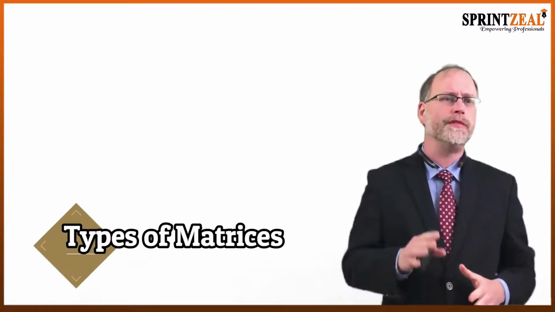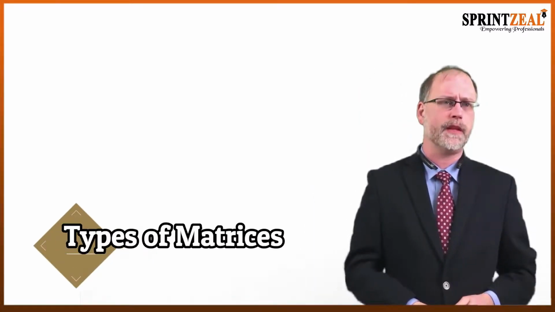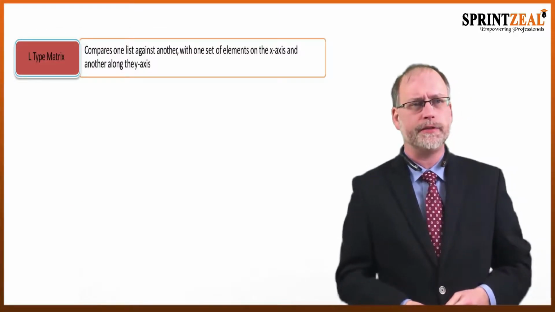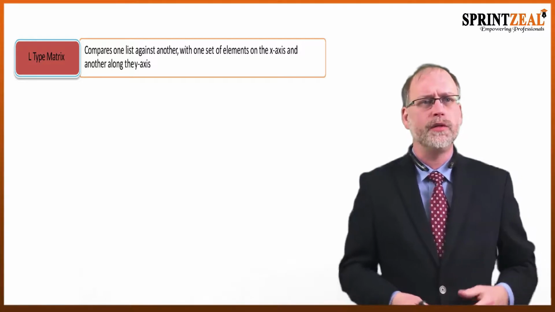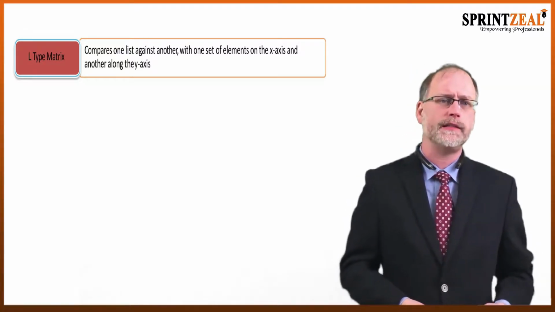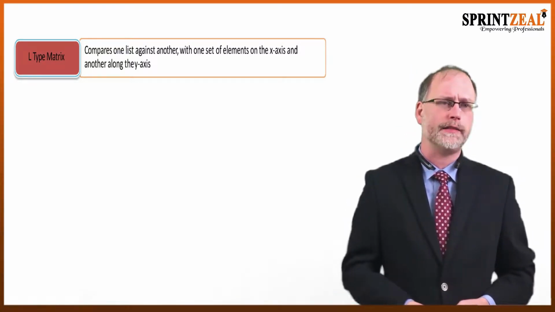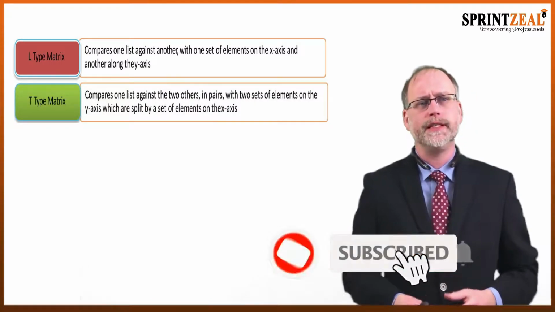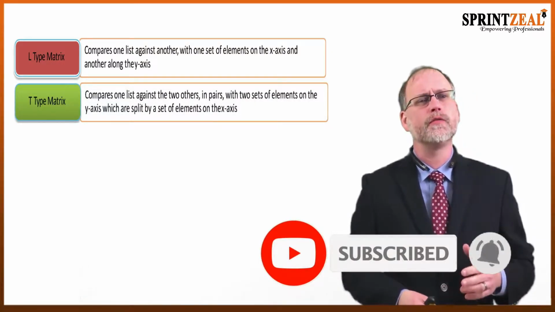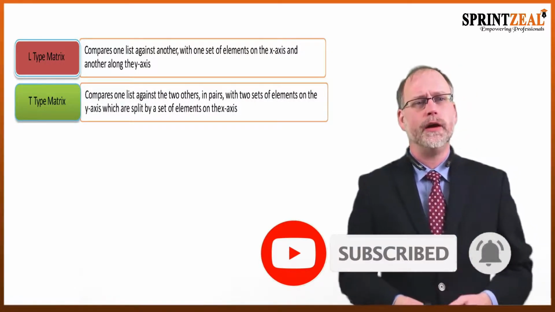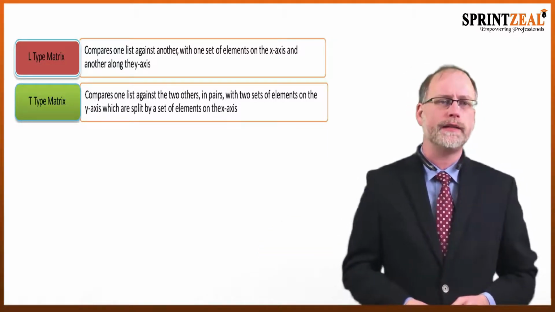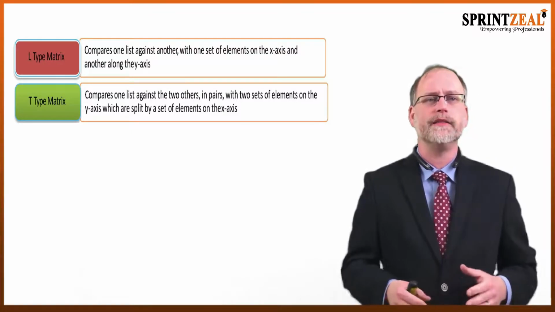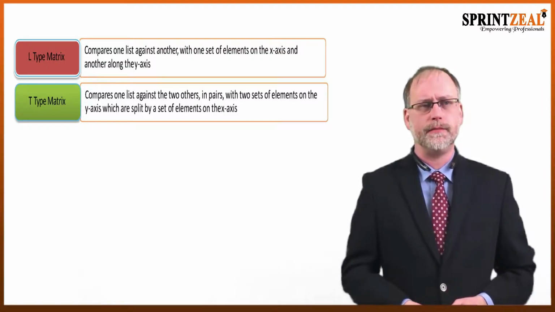So let's review the 5 types of matrix diagrams. The first one is an L-type matrix. This is where we compare one list against another, with one set of elements on the x-axis and another along the y-axis. Then we have the T-type matrix, and this compares one list against 2 others in pairs, with 2 sets of elements on the y-axis that are split by a set of elements on the x-axis.